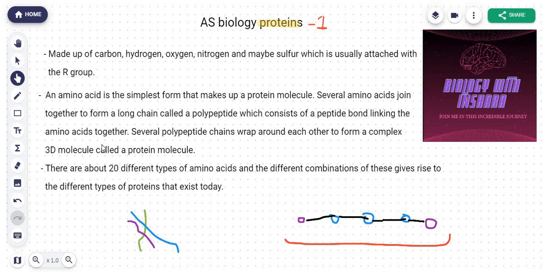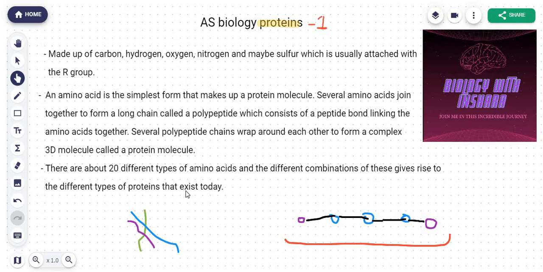Just to recap, you've done this in your O levels and IGCSEs, but then again, a recap is always good. There are about 20 different types of amino acids, and the different combinations of these give rise to the different types of proteins that exist today. Like the protein in our nails is very different from the proteins in our hair and our skin. I'm just giving an example. They differ in chemical composition. They can be similar, like for example, the protein in your hair and nails are a bit similar, but with a little difference in the composition.